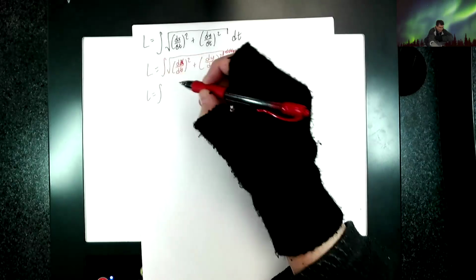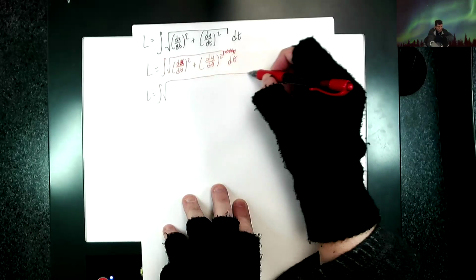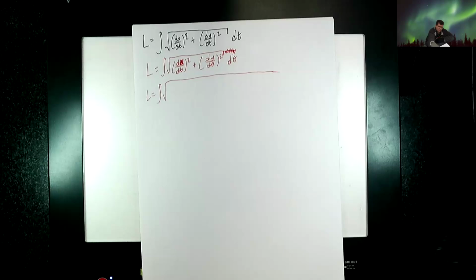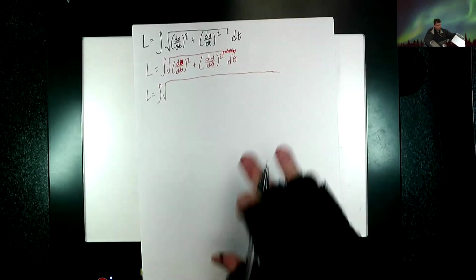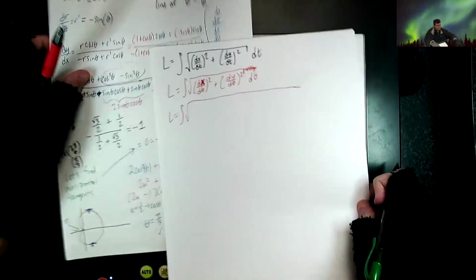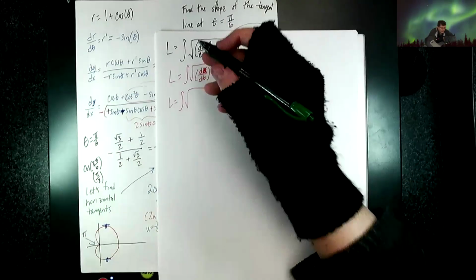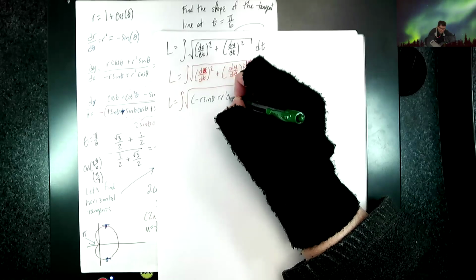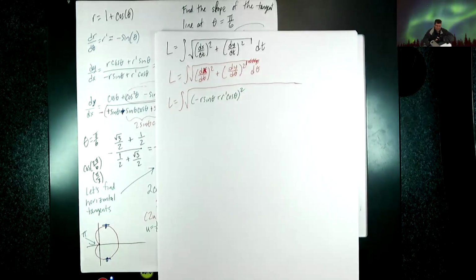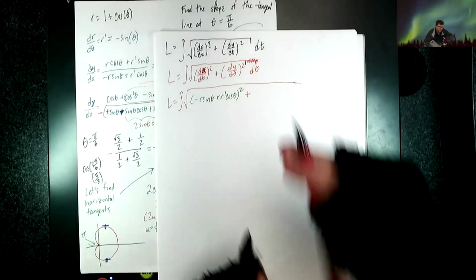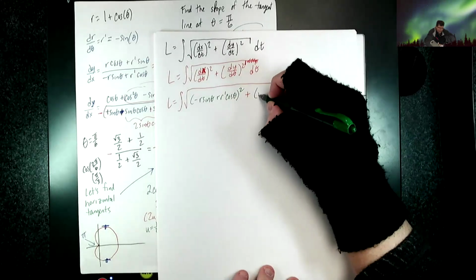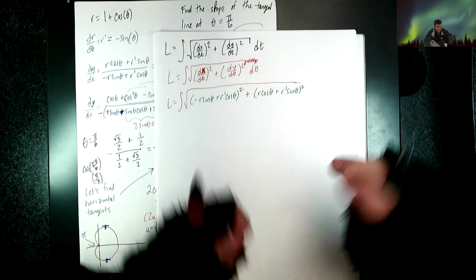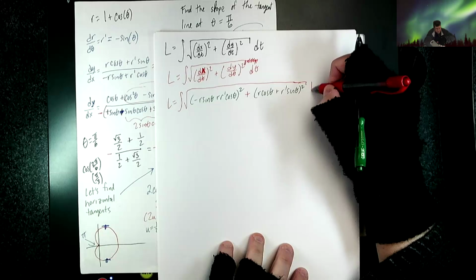But we actually have those. Dx d theta was the numerator we had over here: negative r sine theta plus r prime cosine theta, squared. That's my dx d theta. And my dy d theta was r cosine theta plus r prime sine theta, squared, d theta.